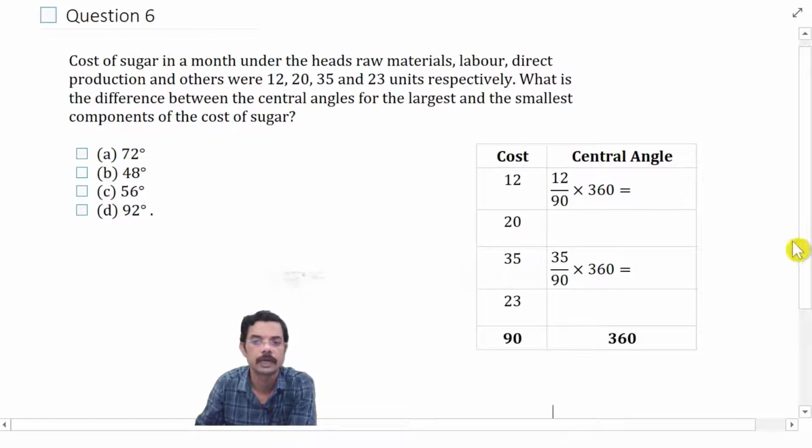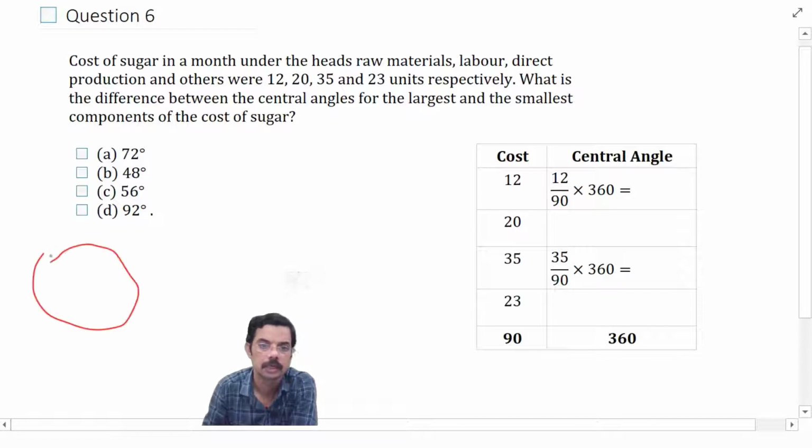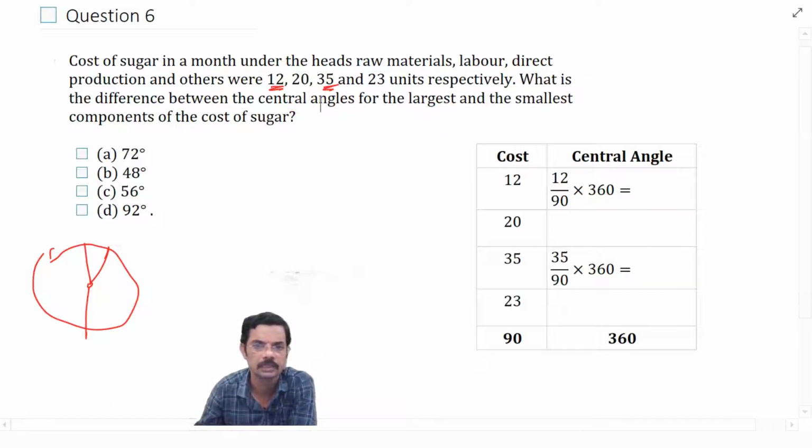We are talking about a pie diagram, right? Like something like this. And there will be some smaller angle and a largest angle. So it is very clear from here that the angle corresponding to 12 will be the smallest one and the angle corresponding to 35 will be the largest one. So let us tabulate this and convert them to the central angles. We need to find out the difference between the central angles of the largest and the smallest components.